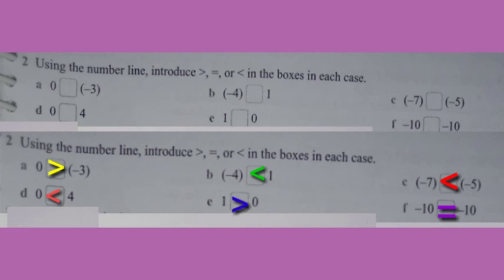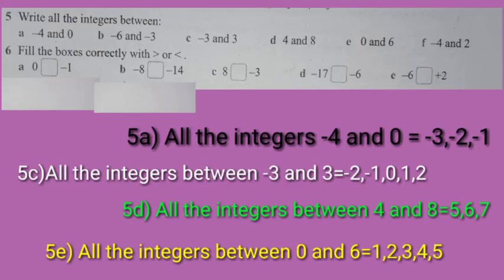Part E, 1 and 0. Here the answer is 1 is greater than 0. Part F, minus 10 and minus 10. Here the answer is minus 10 is equal to minus 10. And question number 5.